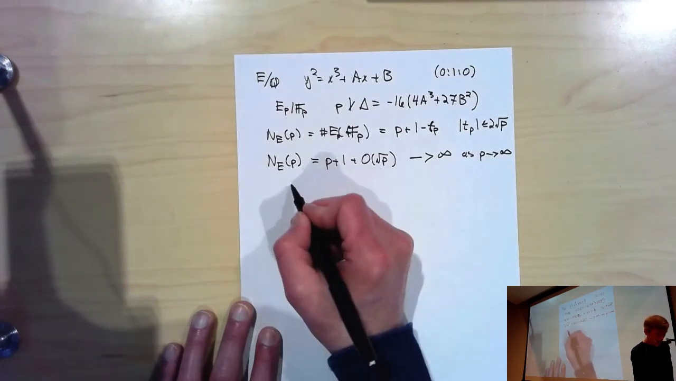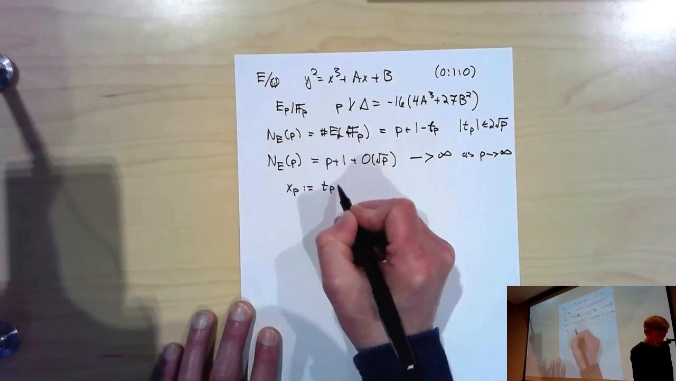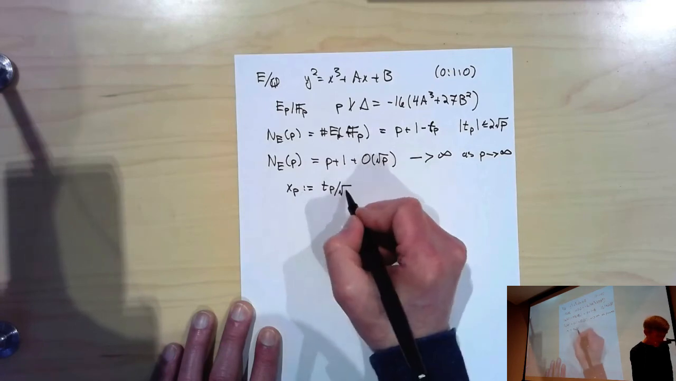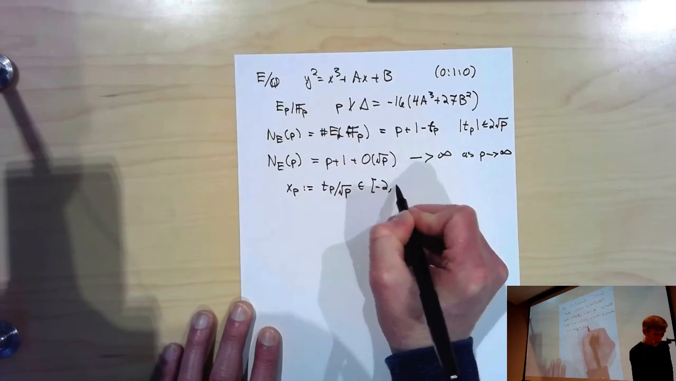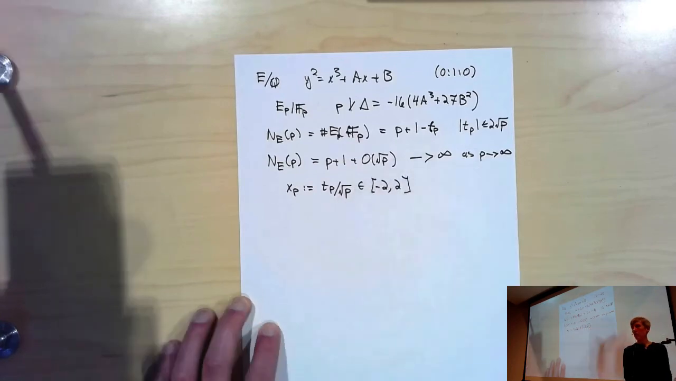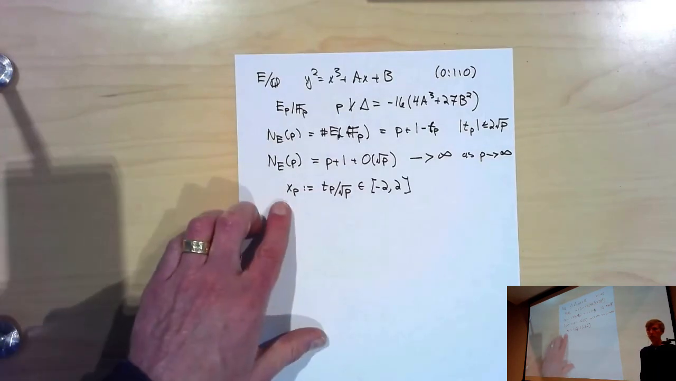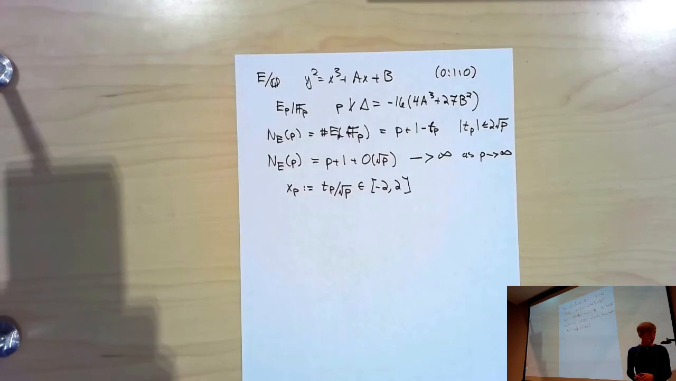So let's define x_p to be t_p over the square root of p, where t_p is called the trace of Frobenius. We'll define that a little later. So this is going to be some real number between -2 and 2. Now we have an infinite sequence, indexed by good primes of our elliptic curve, of real numbers between -2 and 2. And the question is, how do they vary, or what's their distribution as we let p tend toward infinity?